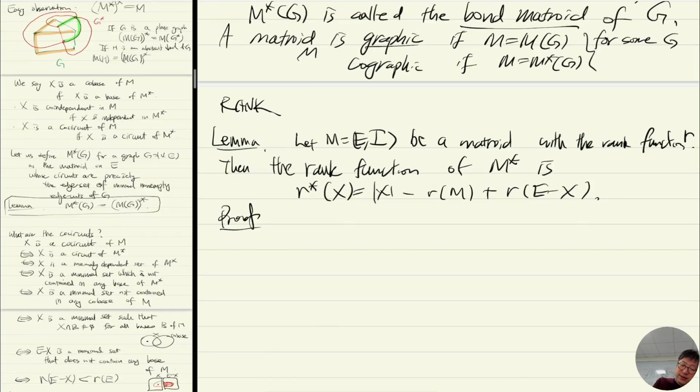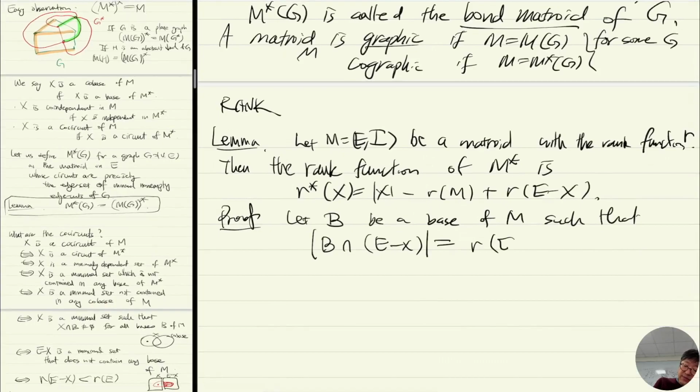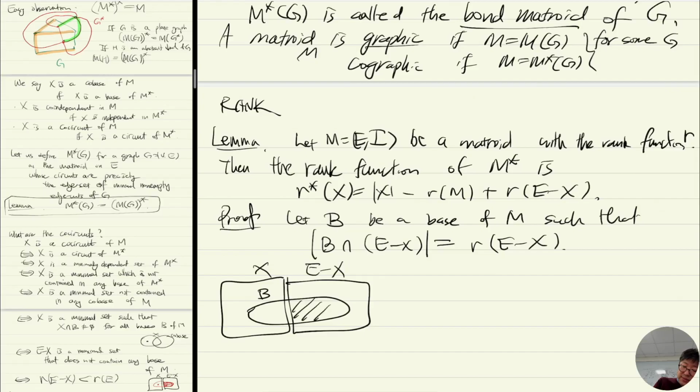Right. So how do we prove it? Let B be a base of M such that B intersection E minus X is equal to the rank of E minus X. Right, so here's X and here's E minus X, and I chose a base B so that this is a maximal independent set of E minus X.